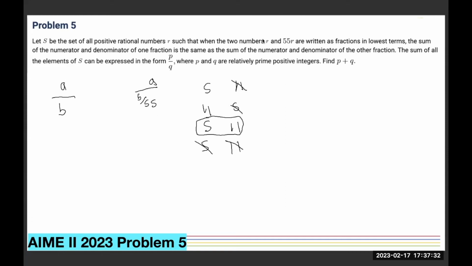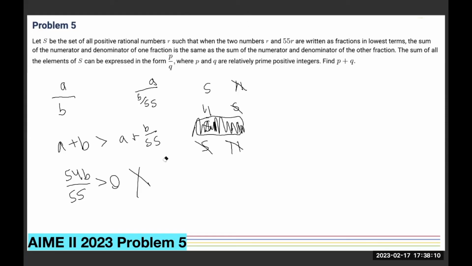But this can't hold, right? These are both positive rational numbers. So A and B are both positive integers, as the problem states. So that means there has to be a discrepancy between B and B over 55. In other words, if we're looking at whether A plus B is greater than, less than, or equal to B over 55, by simple simplification we get 54B over 55, which we know has to be greater than 0, so therefore it fails. Because the original is greater, and we need it to be equal. So 5 and 11 being divisors of B doesn't work.